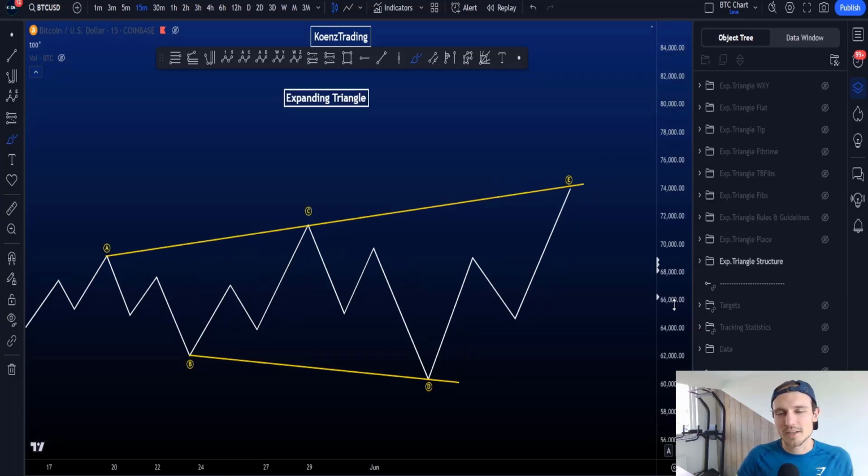This is everything that you have to know about an expanding triangle. If you have any questions, please make sure to ask.